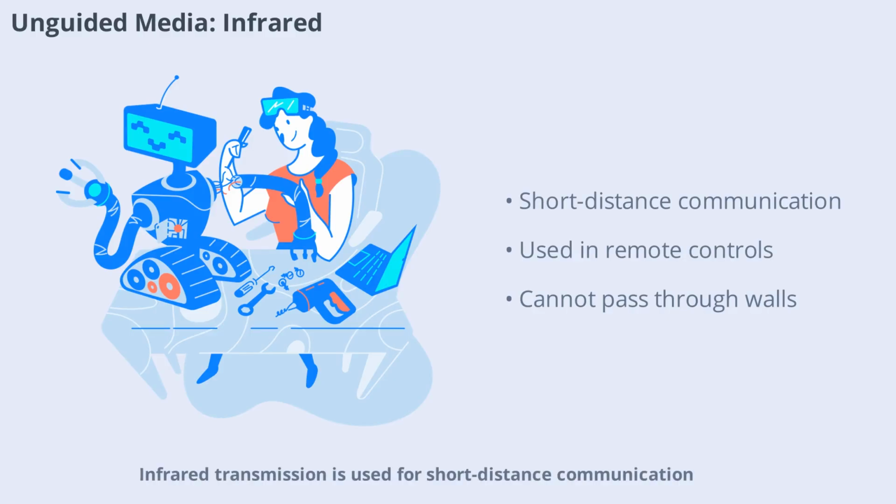Infrared transmission is used for short-distance communication, such as remote controls and some wireless devices. Infrared signals cannot pass through walls, making them suitable for confined spaces. While not as versatile as radio waves or microwaves, infrared is reliable for specific applications.